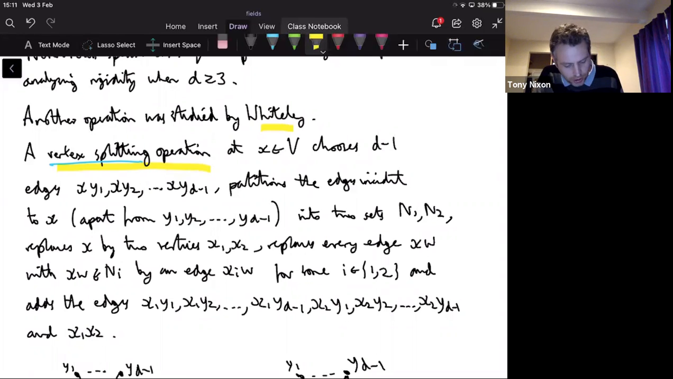So you pick a vertex X, and we're going to split X into 2 vertices. So we have to think about a partition of the edges incident to X.